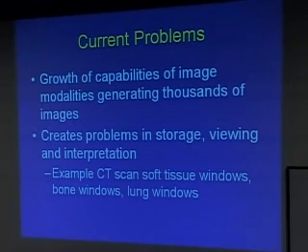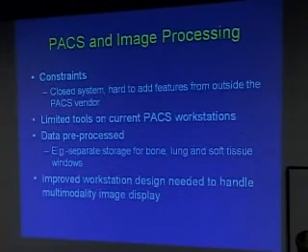So for example, if we're looking at a CT scan, we have to look at CT scan soft tissue windows, bone windows, lung windows, all different sets of data which has to be sent to the workstation separately. So the PACS system, in one way, allows us to do a lot of additional capabilities which we didn't have before, but at the same time it's a constraint for us and something that needs to be considered. So we need to have improved workstation display to handle multimodality imaging display, as well as to offer a richer set of image processing tools.